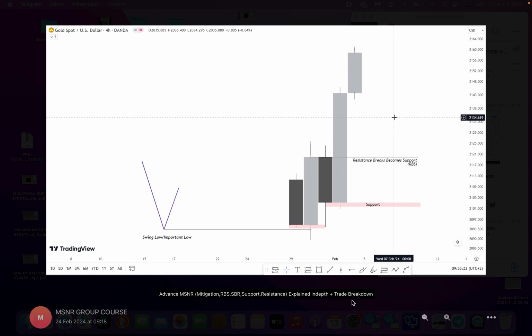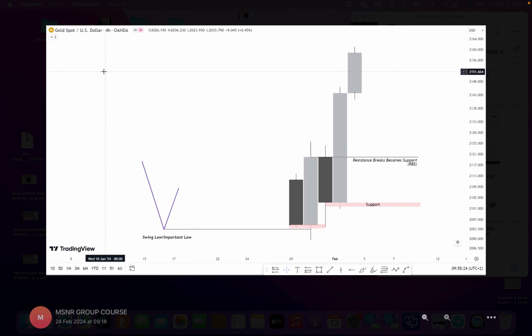Let me just take a screenshot of this and I'll paste it here. Hopefully, I remember it. Now, this one is for the Telegram.